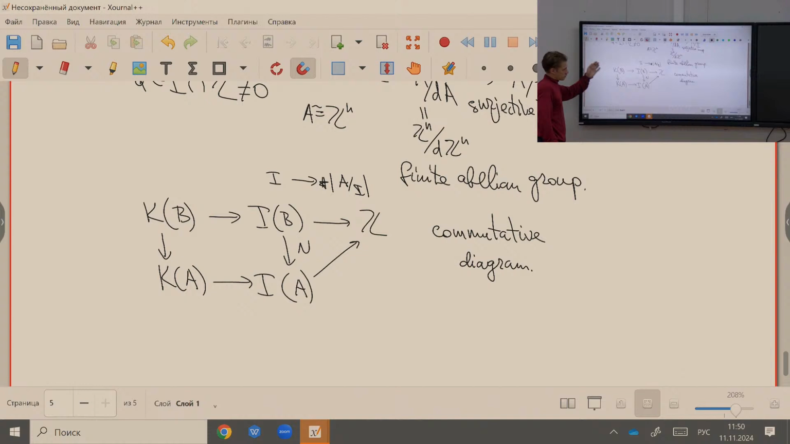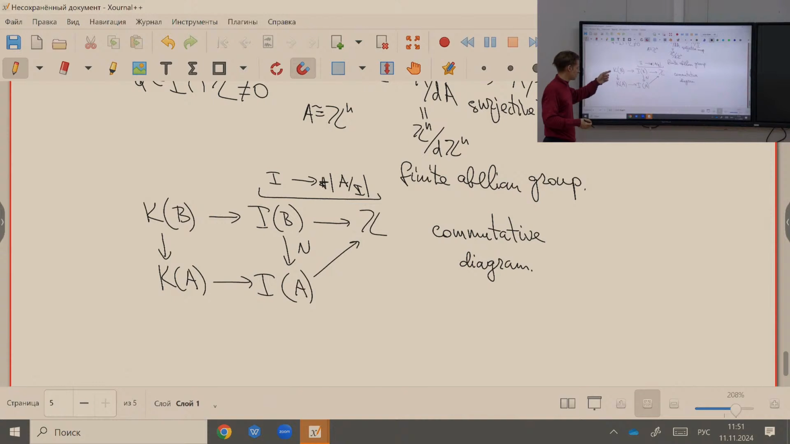Yeah, because this is, for a very trivial reason, because you can think of it not as maps from I of B to Z, but as maps from the K group to Z. And if you are thinking about the K group to Z, this map doesn't depend on whether you are taking the A module or the B module. So it is just the number of elements in the quotient. Yeah, but it's the number of elements in A modulo I or in B modulo I.